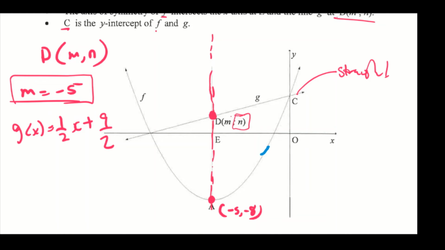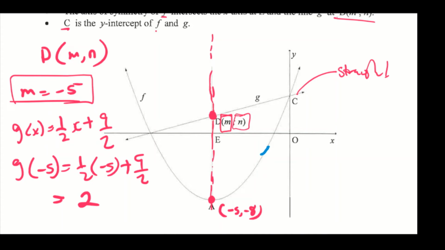The m value here is actually the x value, so you can simply substitute it. G of minus 5 equals 1 over 2 times minus 5 plus 9 over 2. You just substitute that into the equation, and the answer you're going to get is 2. So our n value is equal to 2. That is the value of m and n. This is the value of m, this is the value of n.